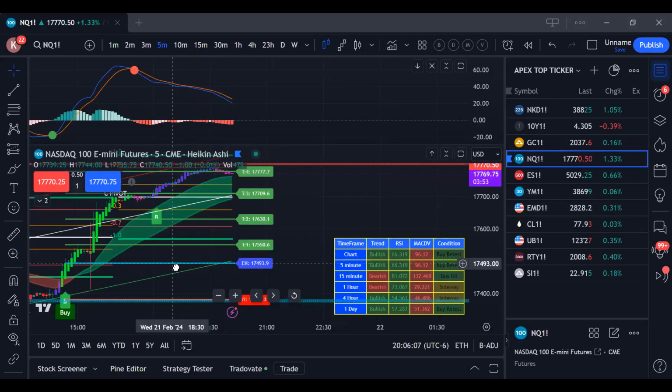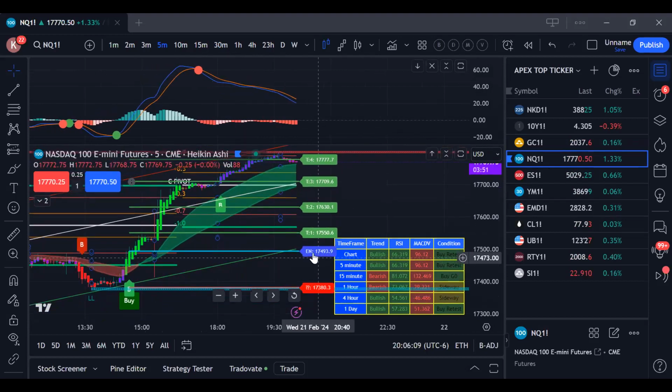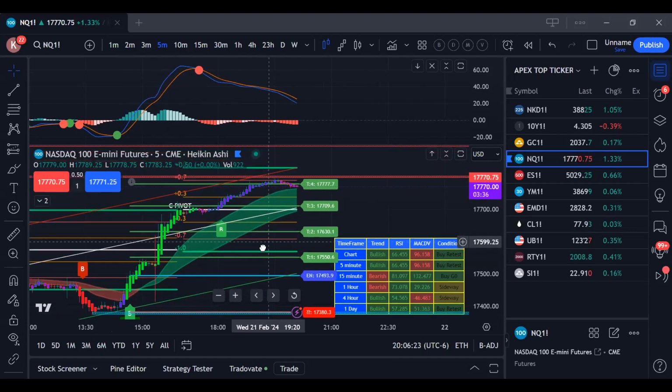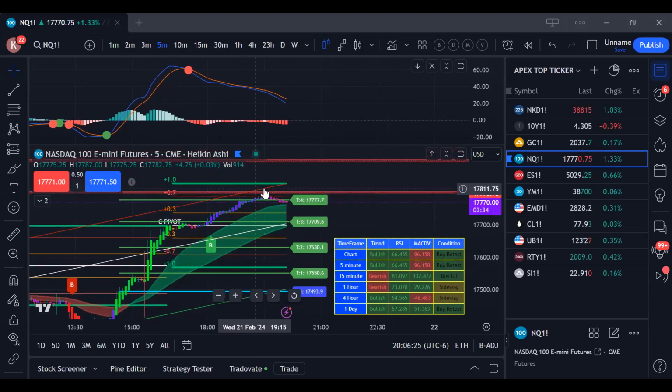Then if you see NQ, again it came to the entry, you got a buy signal, and the price went above the cloud. At that time, everything was green. From entry it went to target one, target two, target three, and completed all the targets. Now it is at the resistance, and at the resistance it is dropping.